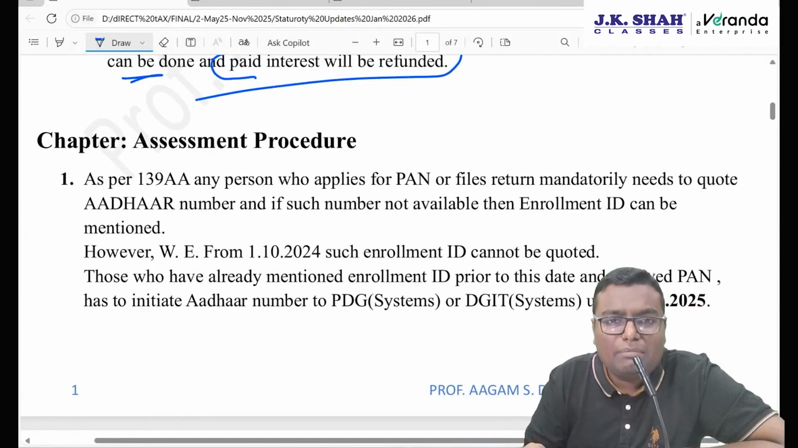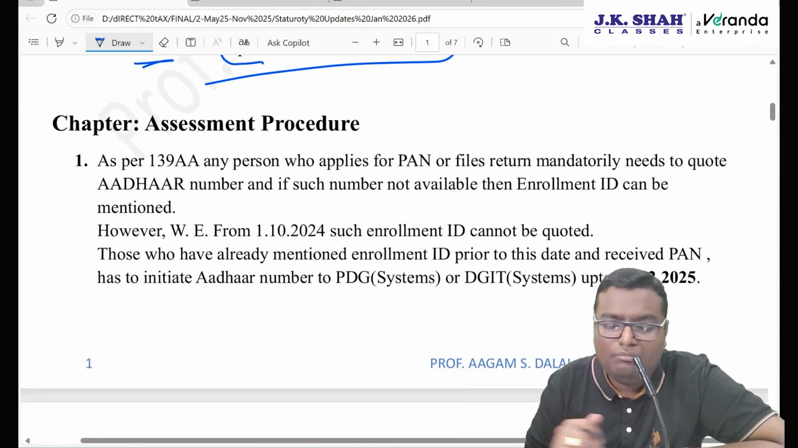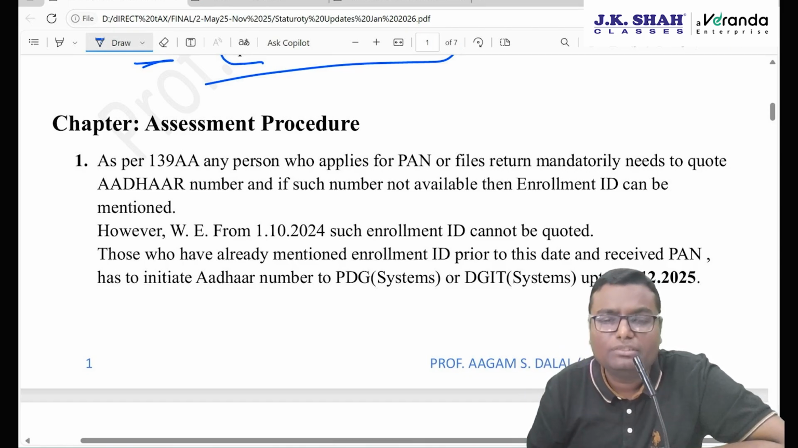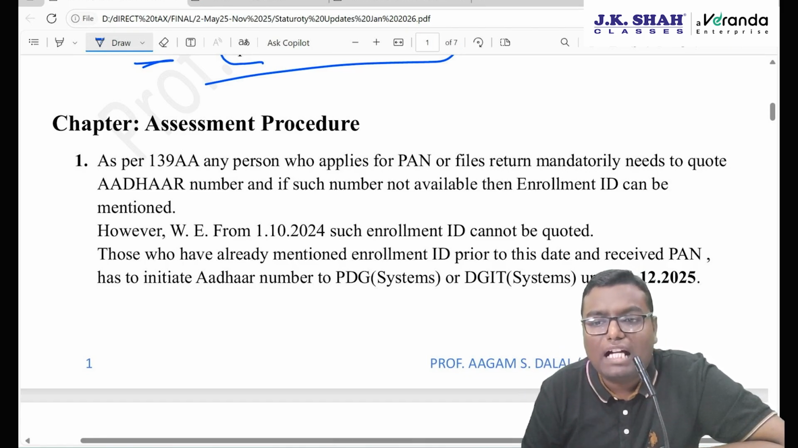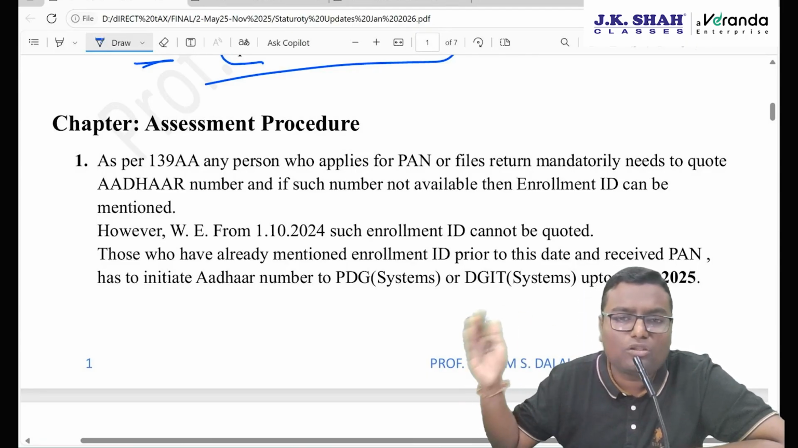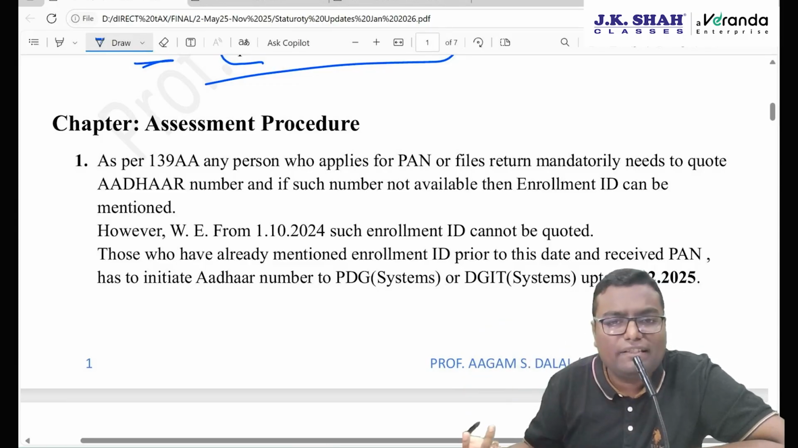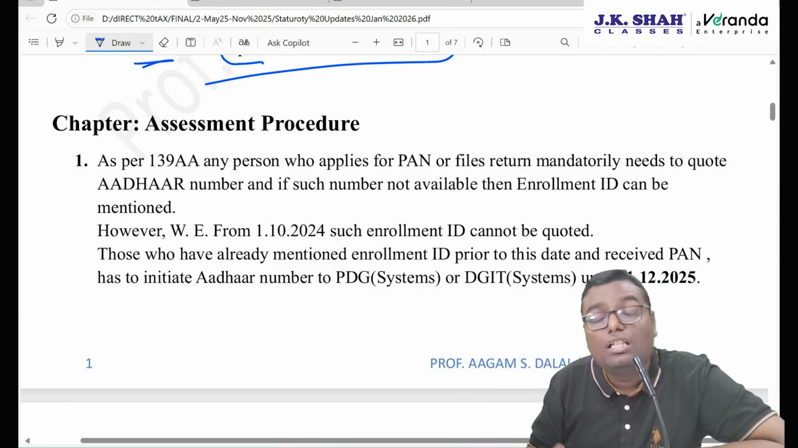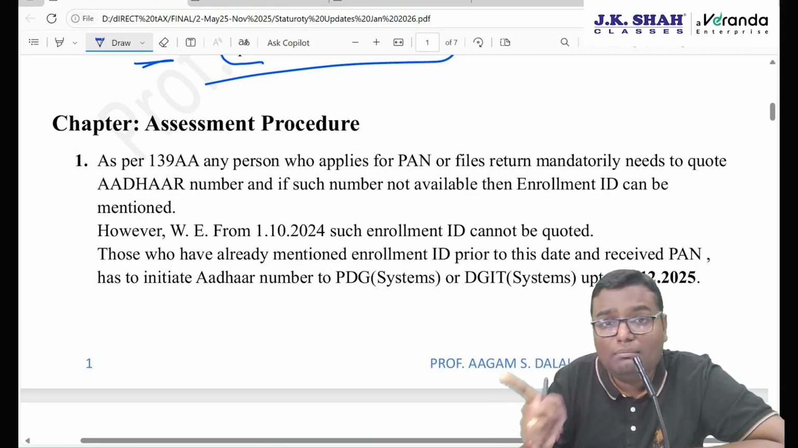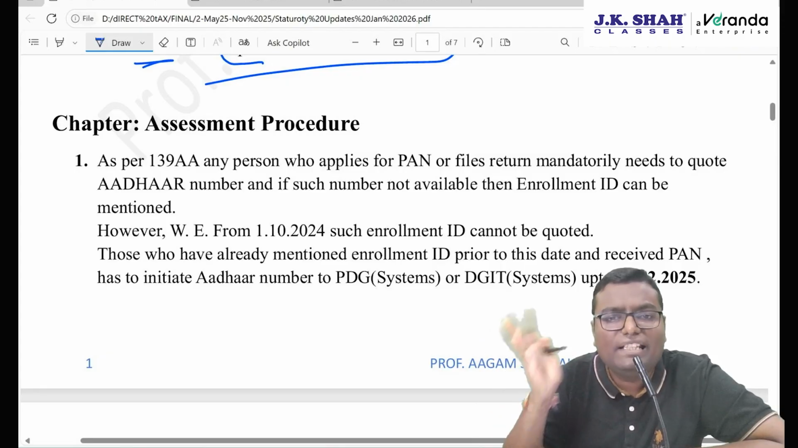With regards to the assessment procedure chapter, one small amendment, not very important, but still. You all are aware that 139AA mandates the assessee to quote the Aadhaar number at two places. One, PAN card application. Second, while filing the income tax return. Aadhaar number is to be quoted except by 4 persons: residents of Jammu Kashmir, Assam, Meghalaya, non-resident, not an Indian citizen, very senior citizen. These are the 4 exceptions. Apart from these, each and every person has to mention the Aadhaar number at two places: one, PAN card application; second, while filing the income tax return.